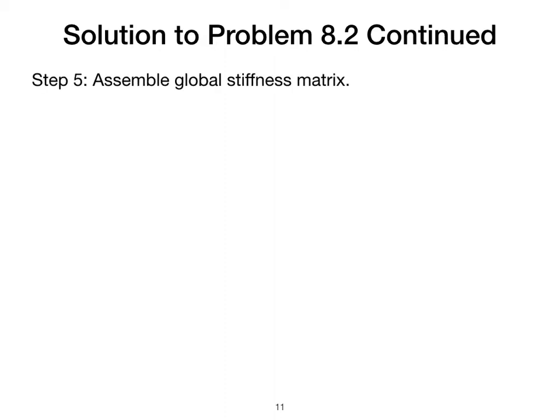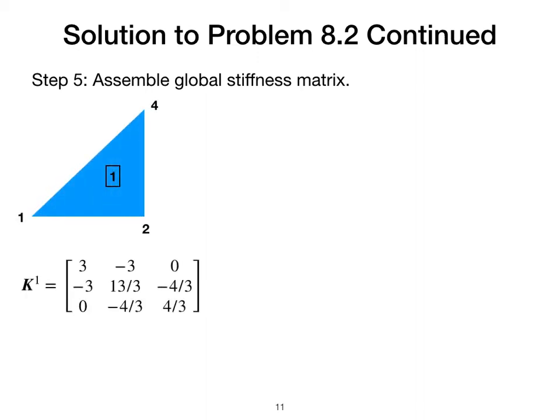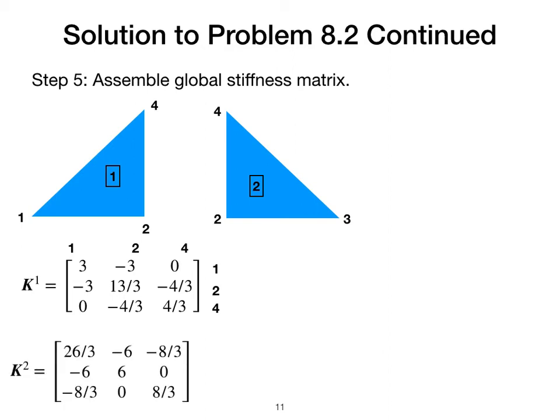Now step 5, assemble global stiffness matrix. For element number 1 we have K1, we have already calculated that. For element number 1 the global node numbers are also shown. For element number 2 the global node numbers are shown, and the corresponding element stiffness matrix is also given here that we have calculated.